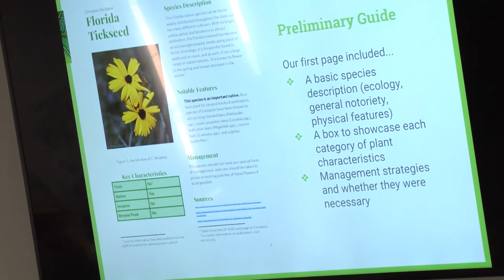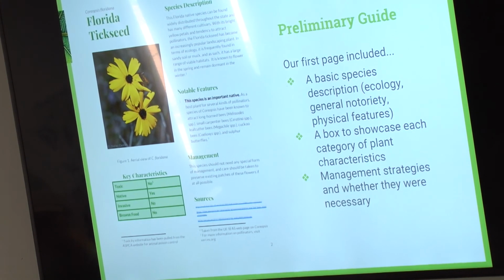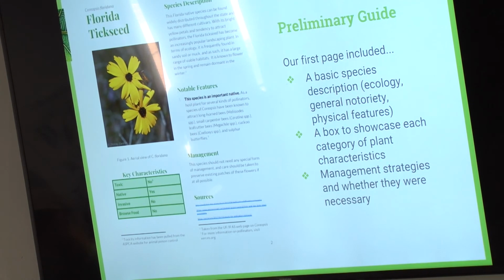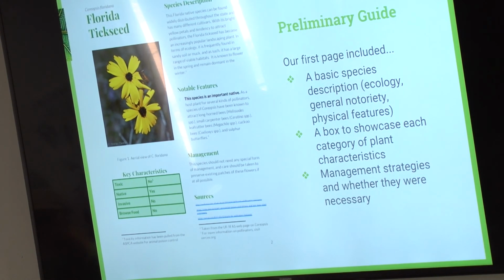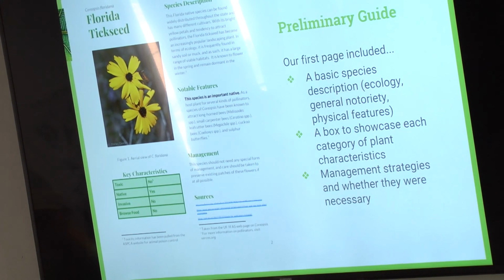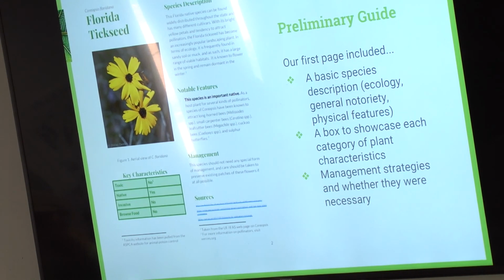This is an example of the preliminary guide we were working on, which shows Florida tick seed, and we've made a lot of steps to clean it up and make it look different based on the Chicago's Field Museum standards. They have a whole database of field guides on their website. But yeah, we had some categories like whether it was toxic, native, invasive, or considered a browse food by the lemurs. So lemurs like to eat a lot of things like mango and guava and grapes.